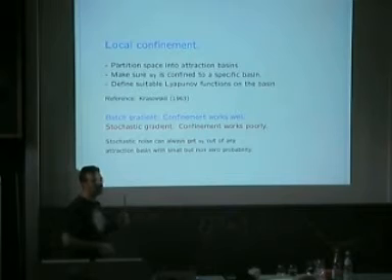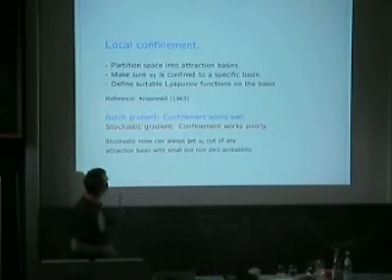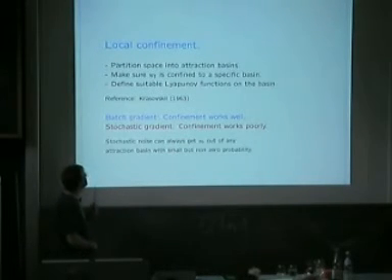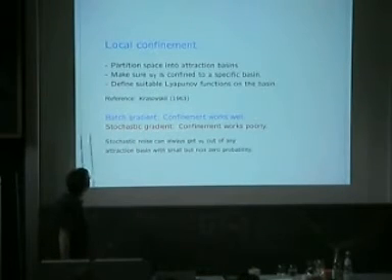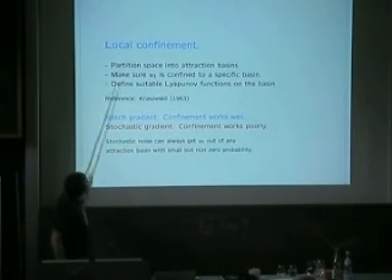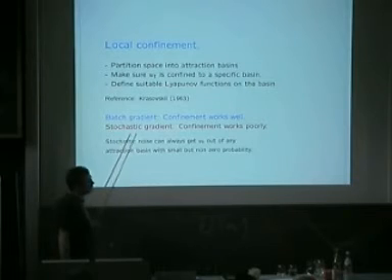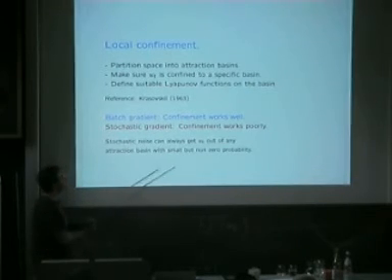So the first thing to do is to look at how they did it for batch. Because lots of people study gradient descent algorithms, including the non-convex case. And that was actually before I was born. In the Russian literature, there are some nice ideas of local confinement. So you partition your space into attraction basins.